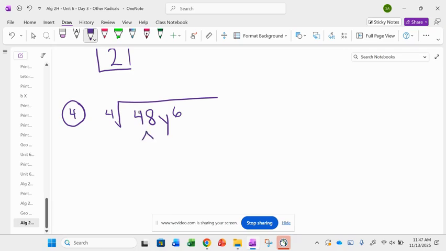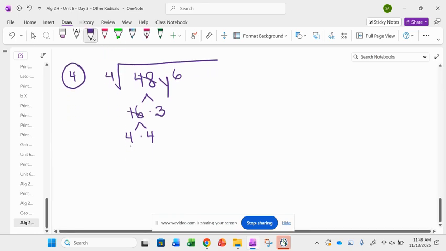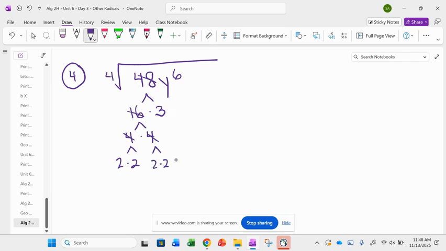So if we're going to do 48, I'm going to go, I don't know, 16 and 3. Then I'd break down 16 into 4 and 4. And then we could bring down this 4 into 2 and 2, and this 4 into 2 and 2. And there's our grouping of 4. So we know a 2 is coming on the outside. And now there's a 3 on the inside.